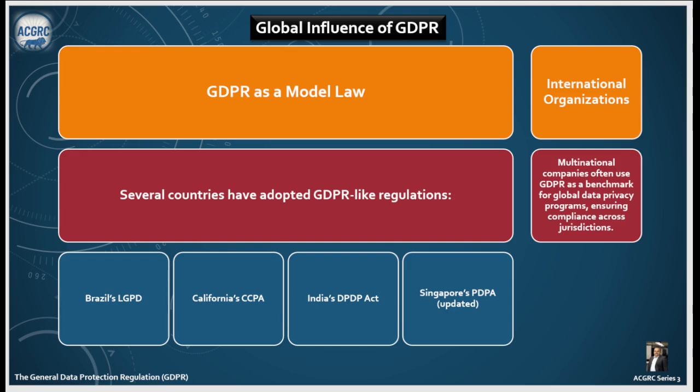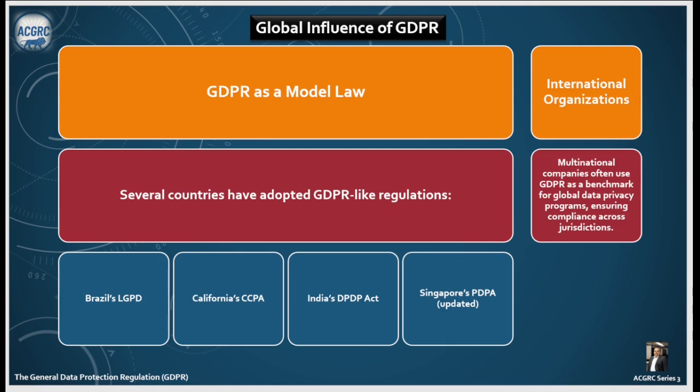GDPR focuses on people's rights. GDPR gives people strong data rights such as the right to access the data, the right to delete, and the right to say no to certain uses. This has inspired global awareness, and more countries are giving similar rights to their citizens. GDPR has strong enforcement with big fines. GDPR includes real consequences. Companies can be fined, as we know, up to 4% of their global revenue. That makes organizations take privacy seriously. And other countries are copying this strong enforcement model.